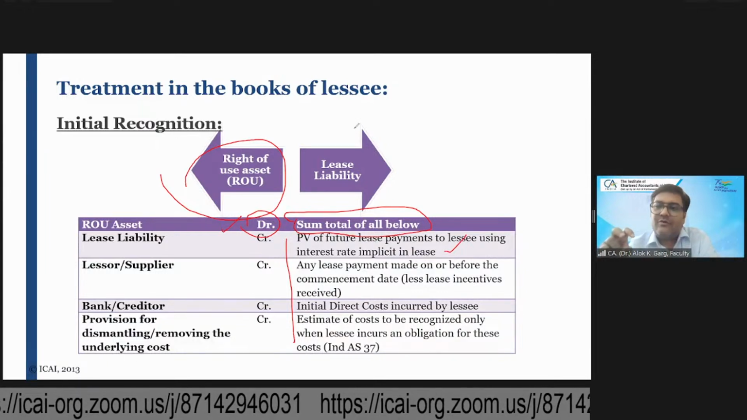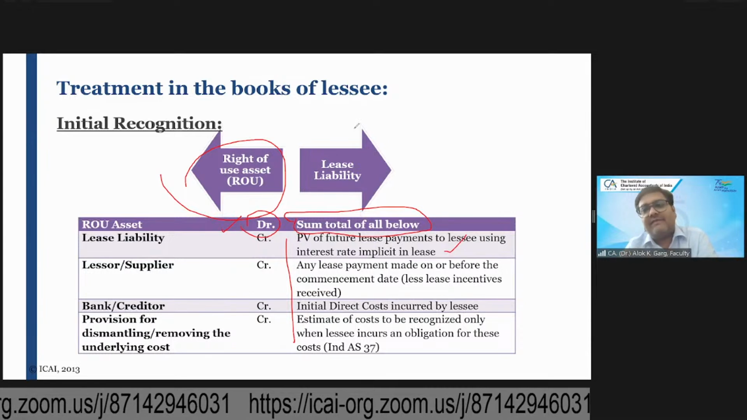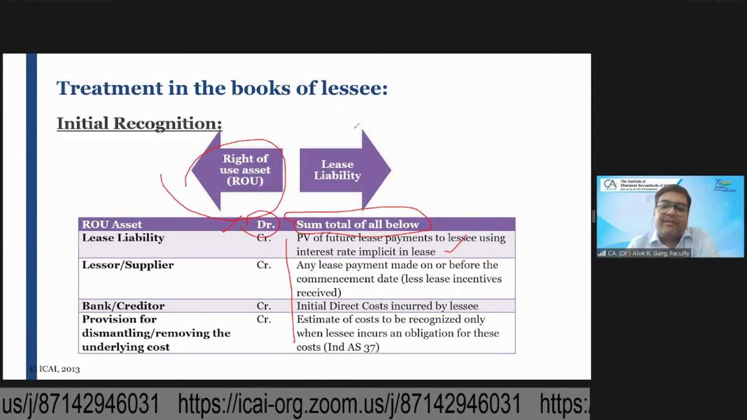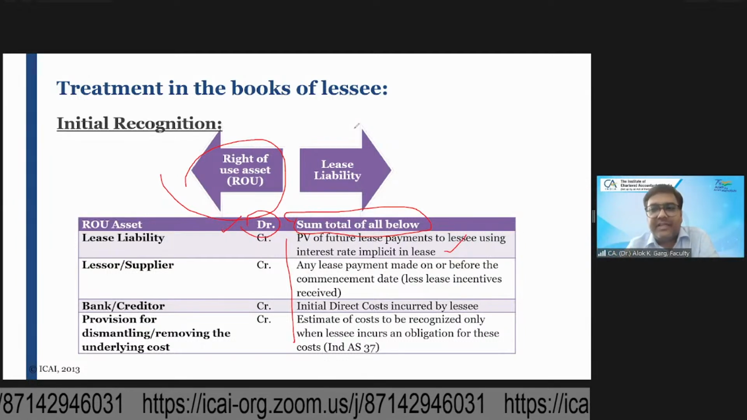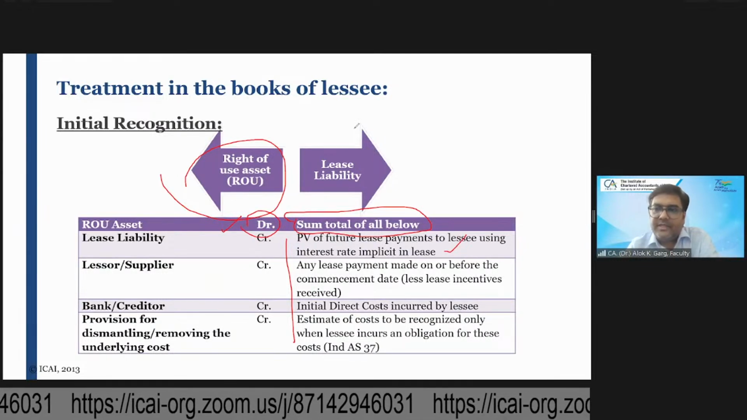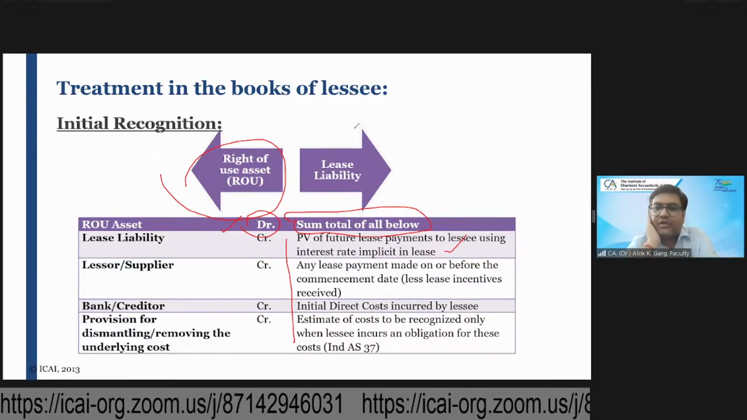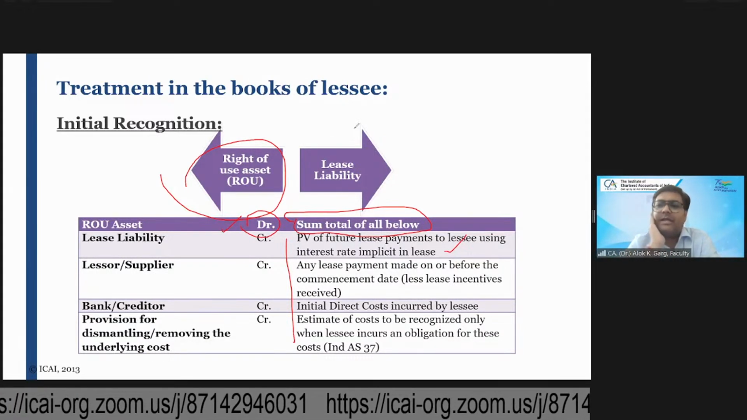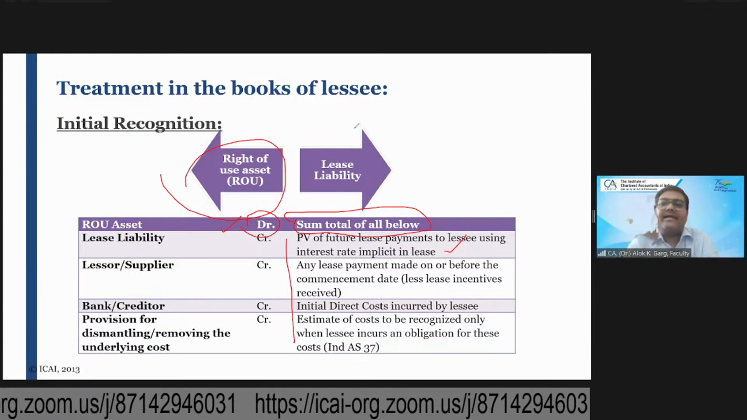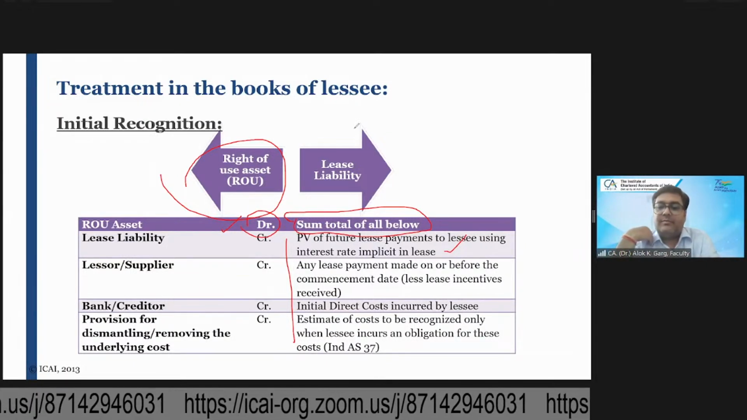Now ROU to advance rent. Or alternatively, the first entry is lessor to bank, where you have just created a receivable from the lessor. At the commencement date, when you are creating the right of use asset, you are crediting lessor and debiting right of use asset. Correct? Instead of the lessor account, it now becomes the right of use asset. Is that clear or not clear? It is a simple accounting entry. Any lease payment paid before the commencement date has to be debited to the asset and credited to the lessor account, because earlier the lessor was debited.